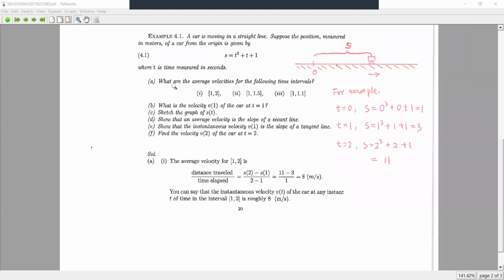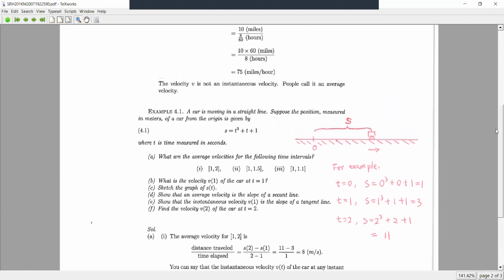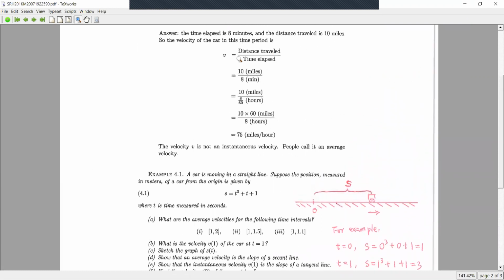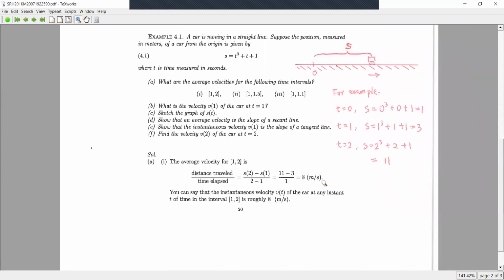Question A. What are the average velocities for the following time intervals? The average velocity formula is here: distance traveled over time elapsed. Say, in the time interval from 1 to 2, the time elapsed is 1 second. It is the right end point of the interval minus the left end point of the interval, 2 minus 1. This is the time elapsed from 1 to 2.